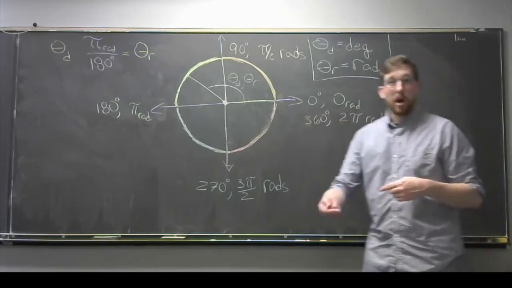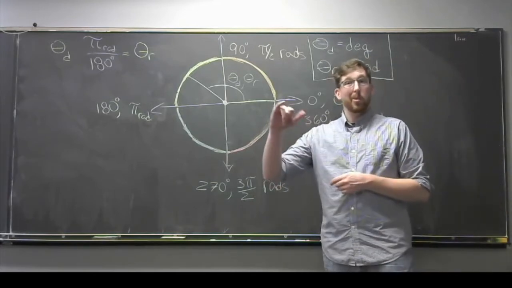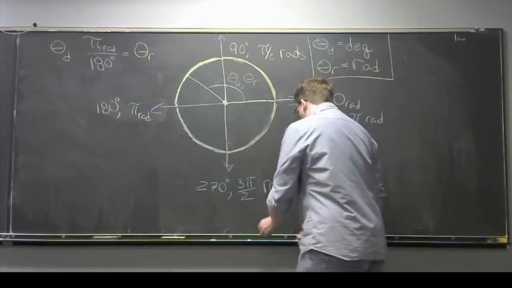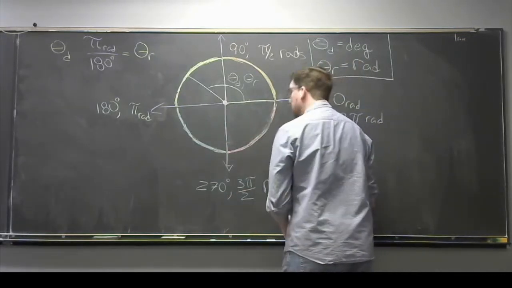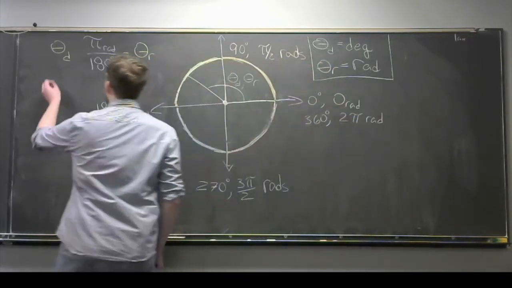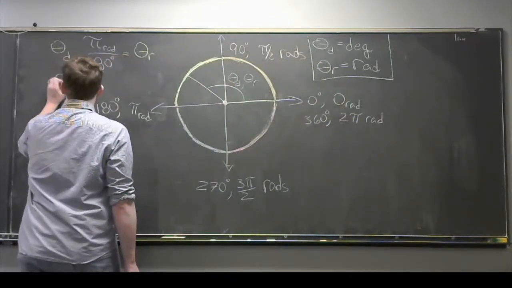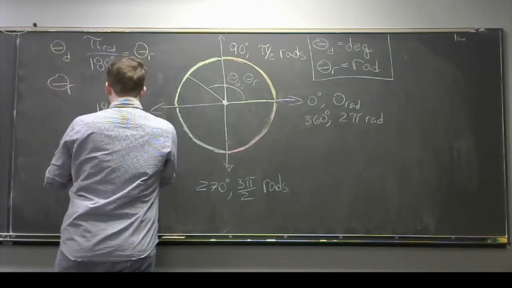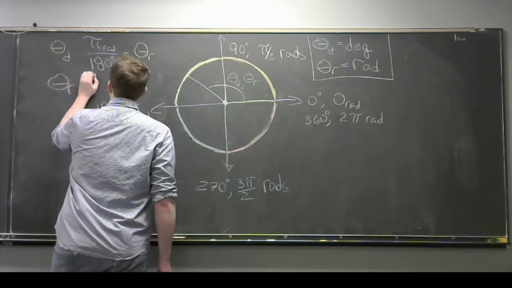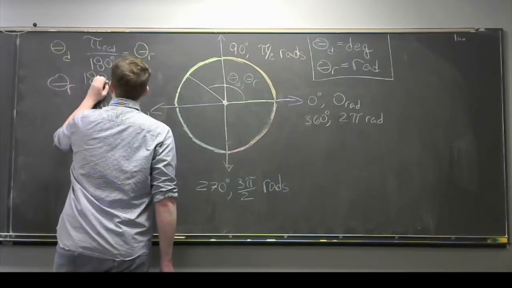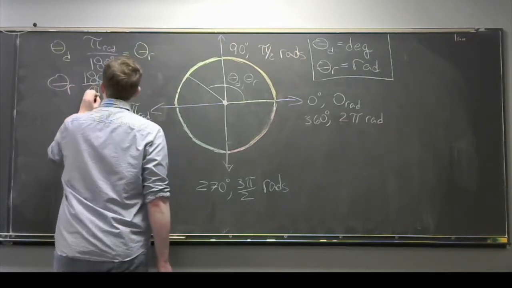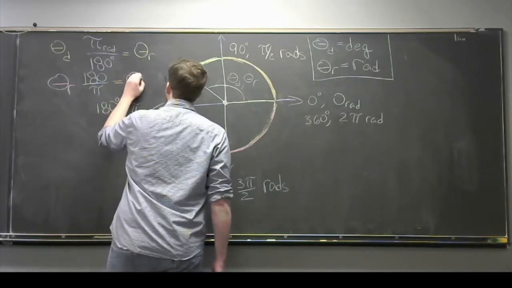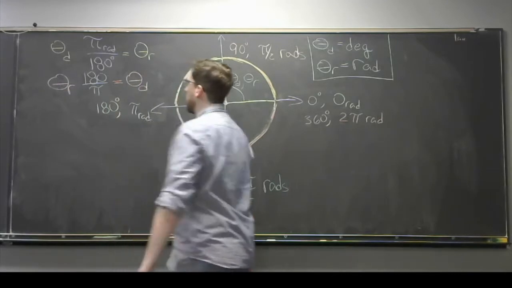And if we want to go the opposite direction, we just flip that fraction. If we want to go in the opposite direction, we would say our angle in radians times 180 degrees over pi is equal to our angle in degrees.